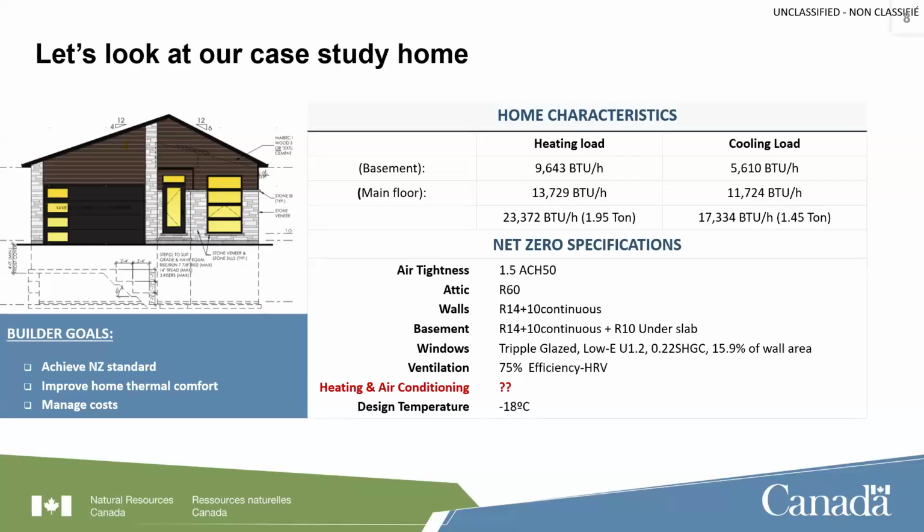And as you can see up near the top are where our heating and cooling loads came in. So our heating load came to about 23,000 BTUs per hour, and cooling came in at about 17,000 BTUs per hour.